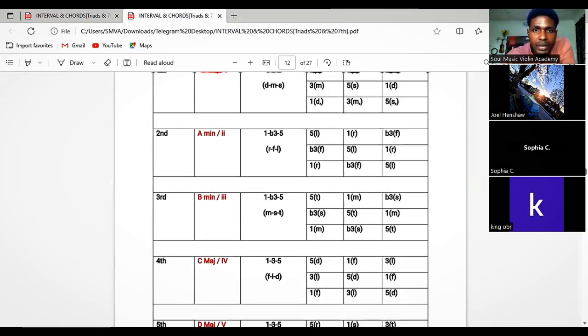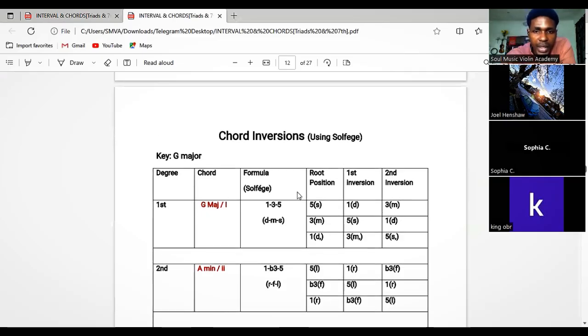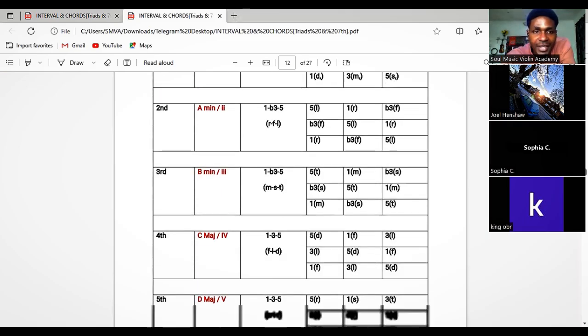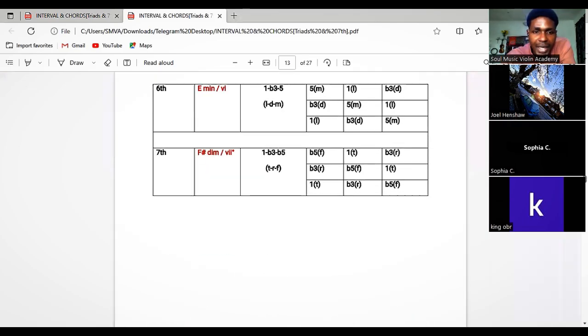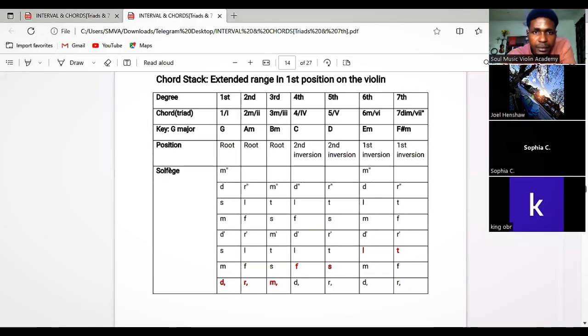So yeah, I wrote out inversions. For G major, you have 1, 3, 5. That is in root position. In first inversion, you see how mi comes down: mi, so, do. So do, mi, just so that you understand inversions properly. But I guess you all understand it, I believe. Joel, do you understand it? Yes, I understand it.